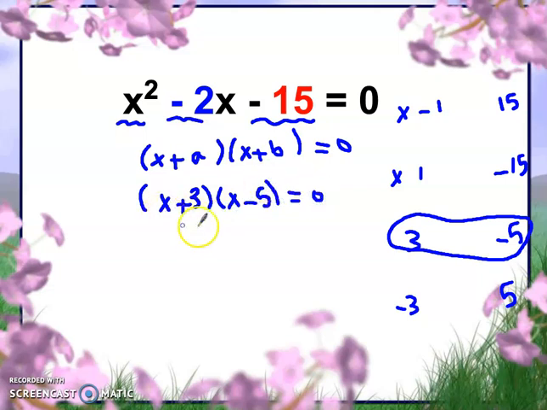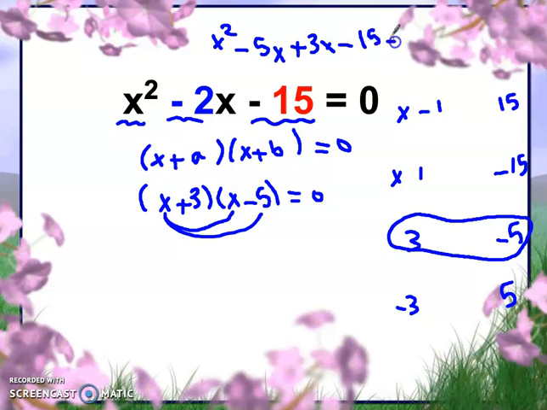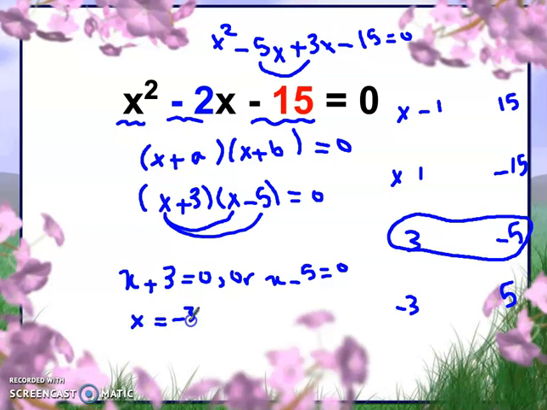You can check it also by expanding. So x times x equal to x squared, x times minus 5 equal to minus 5x, plus 3 times x equal to plus 3x, and plus 3 times minus 5 equal to minus 15. So x squared minus 2x minus 15 equal to 0, which is the original equation. Now to find the roots, we will say that x plus 3 equal to 0 or x minus 5 equal to 0. So x equal to minus 3 or x equal to plus 5.